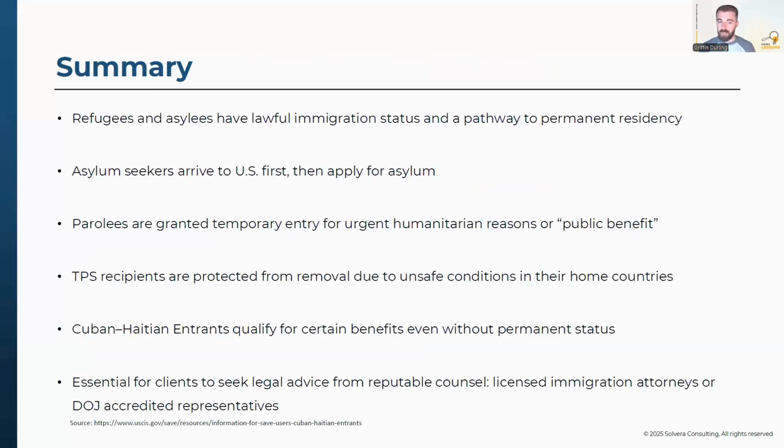Let's recap some of the key differences between these categories. Refugee status and asylee status are both legal statuses that are indefinite, and they lead to permanent residency and eventually U.S. citizenship for those who qualify. Asylum seekers arrive to the U.S. first and then apply for asylum. Parolees are granted temporary entry for urgent humanitarian reasons or for public benefit. TPS recipients are protected from removal due to unsafe conditions in their home countries. And Cuban Haitian entrants qualify for certain benefits, even without permanent status.